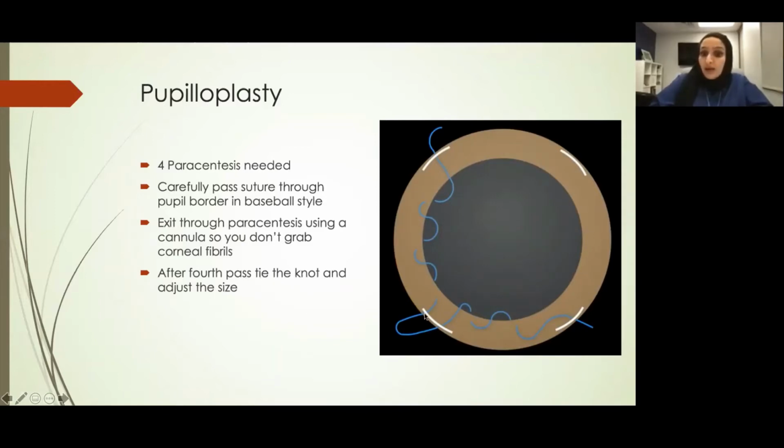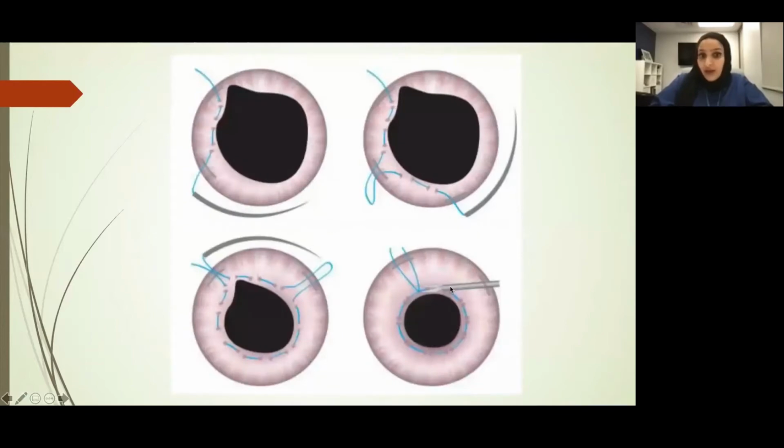When you go out, it's better to dock your needle with a cannula, so as not to engage any fibrils of the cornea. After the 4th pass, we can tie the knot, and then we can titrate exactly the size of the pupil that we want. Usually we use calipers to decide the exact size of the pupil. Preoperatively we usually check the other eye to make sure that both eyes have very similar pupil sizes, and it's very important not to have a very small pupil, so we can keep a good eye on the retina after the procedure.